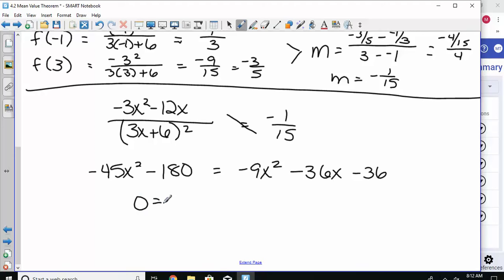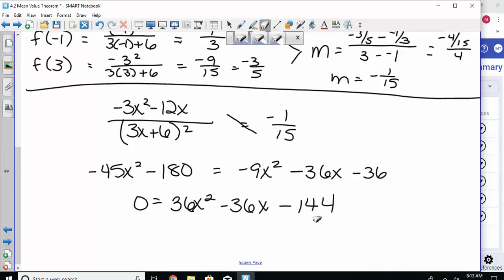Quadratic, set it equal to 0. So if I add over my 45, we get 36x squared minus 36x. If you add over your 180, 144. Yes, I dropped an x, didn't I? Hold on. This right here is 180x. So add that over. So you have 144x minus 36. We want to try to factor that.